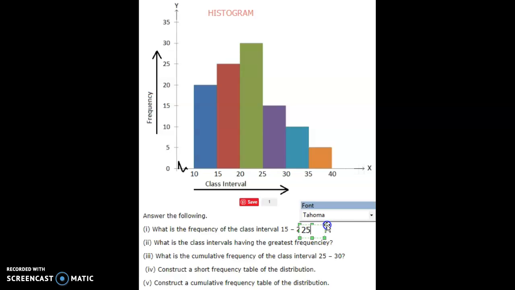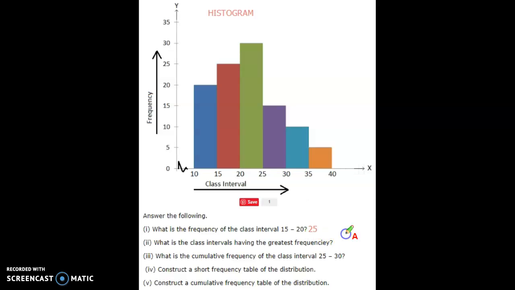Okay, the next one. Oops, I'm going to move that over a little bit. Here, let's erase that. Do it again. Right here.